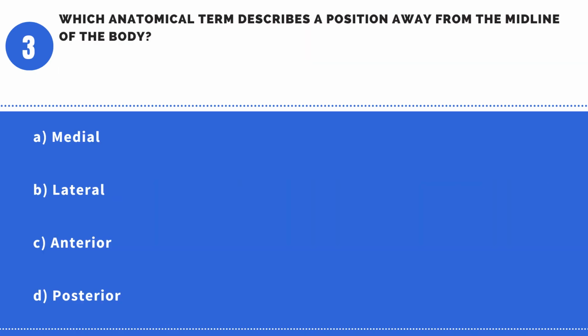Question 3. Which anatomical term describes a position away from the midline of the body? A. Medial. B. Lateral. C. Anterior. D. Posterior.